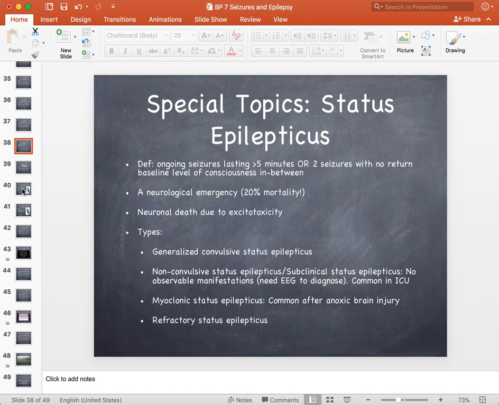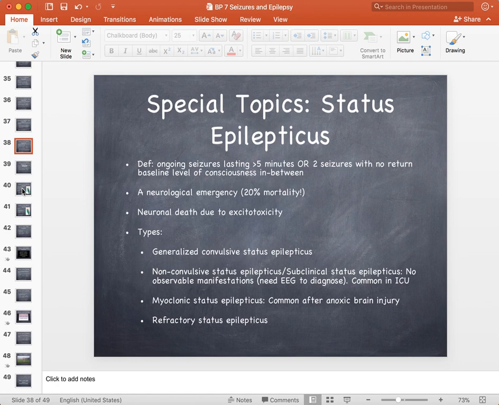Now, this is the most recent definition. If you happen to be reading an older book or older review materials, you might see the definition as greater than 20 minutes or 30. This is out of date. It's anything longer than 5 minutes or 2 seizures with no return to baseline. Okay? This is actually a neurological emergency. There are not that many neurological emergencies, but this is one of them.